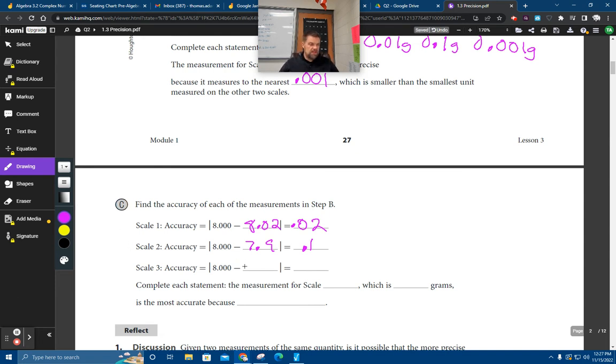And when you plug in 8.029, then the difference between those, and you put the absolute value bracket on it, is 0.029. Okay?